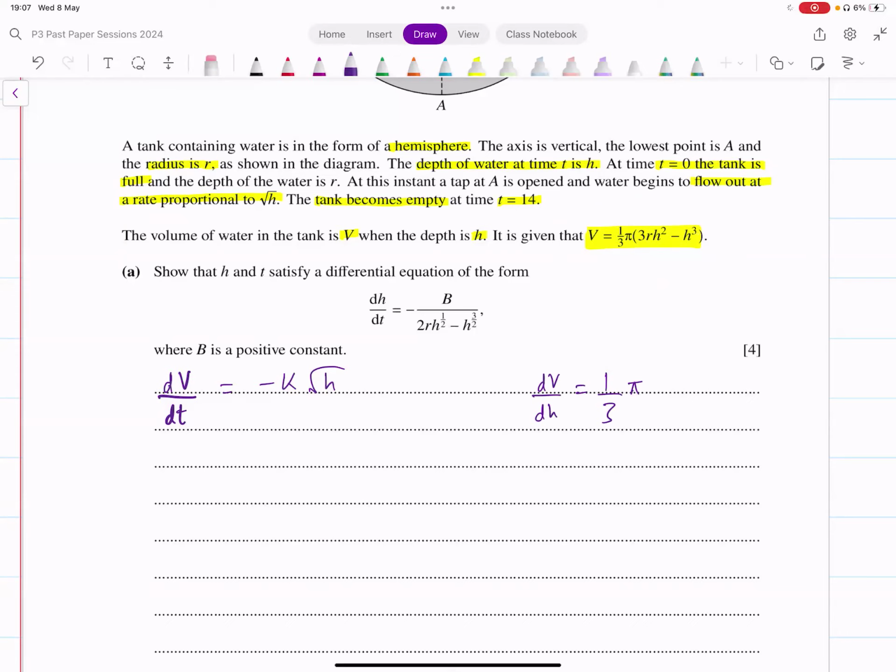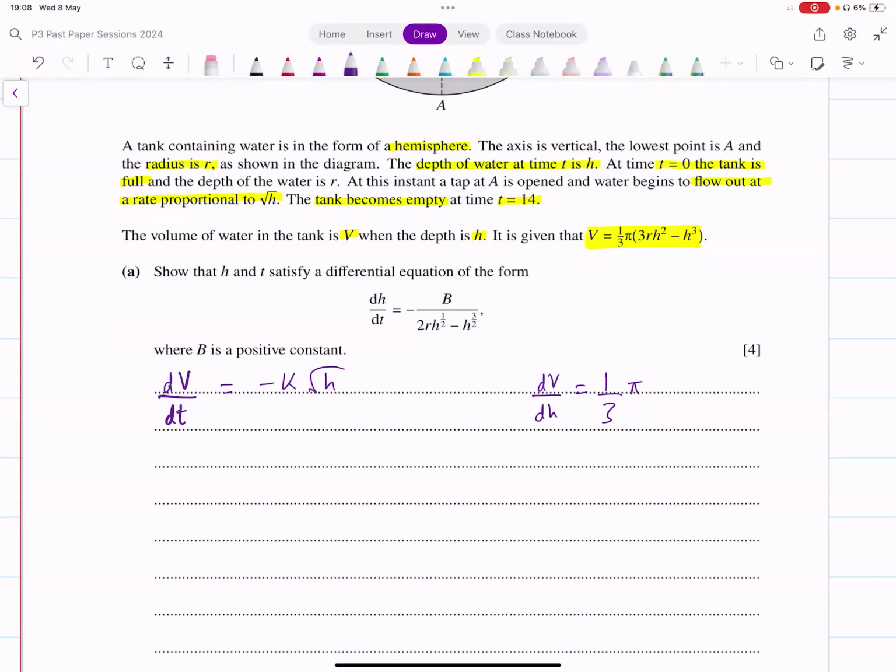Why did we add minus k? It's proportional to the square root of h, right? The water is flowing out. Since it's flowing out, it's negative. k is a proportionality constant, and the value of k is supposed to be positive, right? That's why we're putting the negative sign outside, because they're talking about outflow in this case. We have to put a negative sign there explicitly. Okay? So k is a proportionality constant, and we have a negative sign outside.